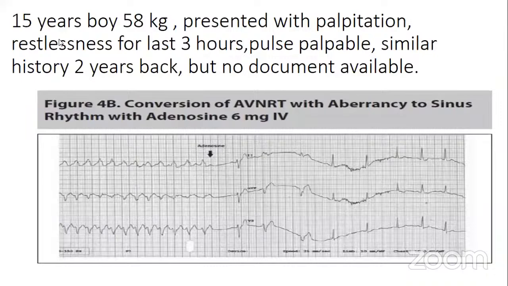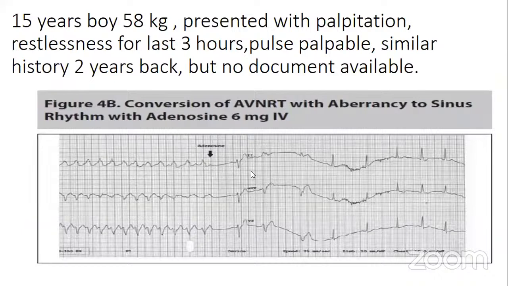A 15 year old boy, history of palpitation, restlessness for the last 3 days. Pulse was palpable, similar history 2 years back, but no documents available. It was a wide QRS tachycardia, we can see. So our differential was either VT or AVNRT with aberrancy. After giving adenosine, we can see it reverted to sinus rhythm. So it was AVNRT with aberrancy.